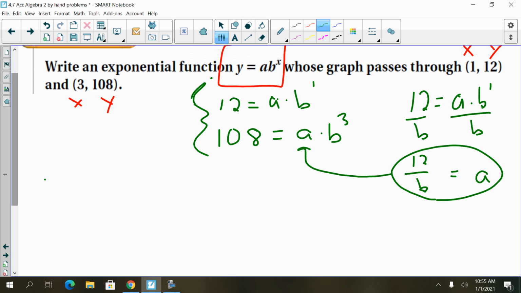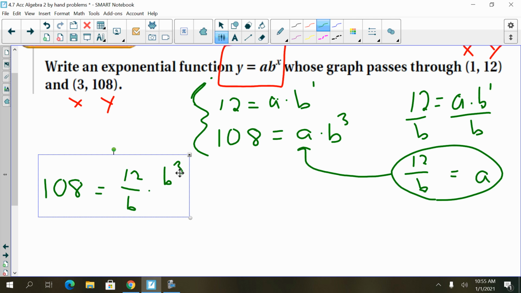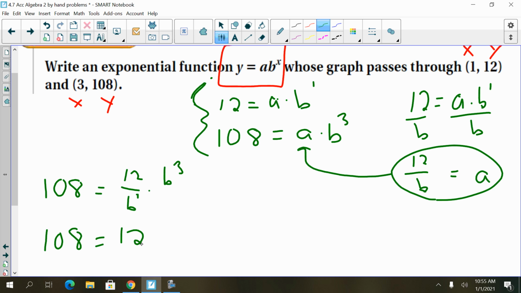So that would give me 108 equals 12 over b times b cubed. So if I have b cubed on top and b on bottom, I can kind of do bigger minus smaller, put the answer where the bigger is. I would have a b squared on the top. So it's going to be 108 equals 12 times b squared. I'm just going to solve that out.